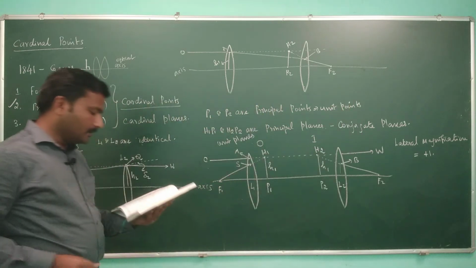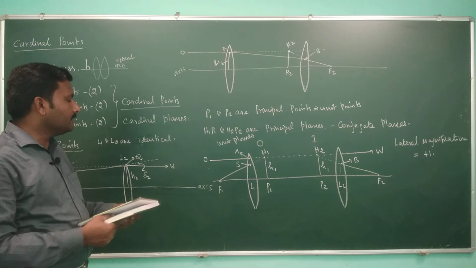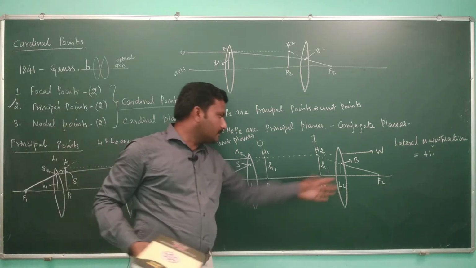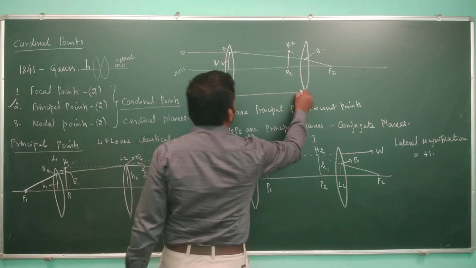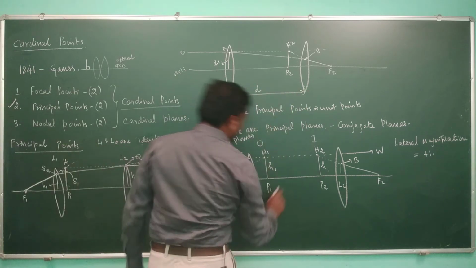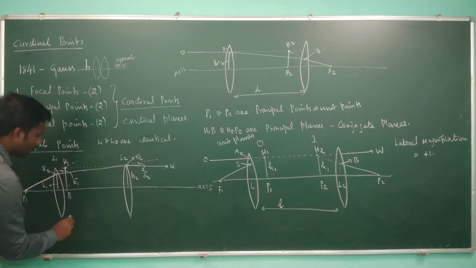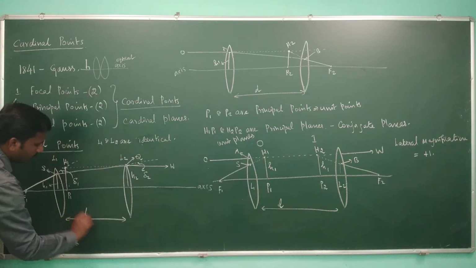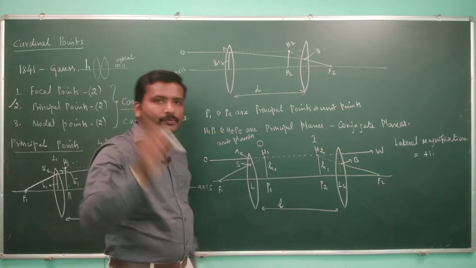These points are called unit points. See, these are the lens systems which are separated by a distance d. That is the original case. And we have defined two points H1 and H2 which are conceptual points.